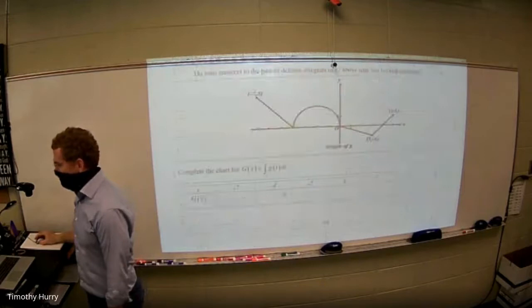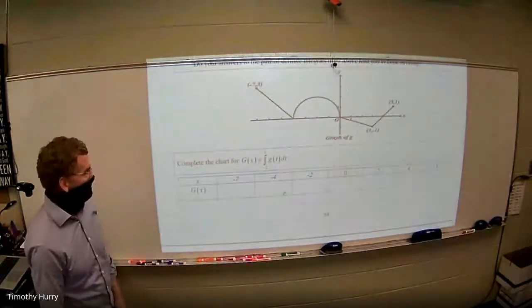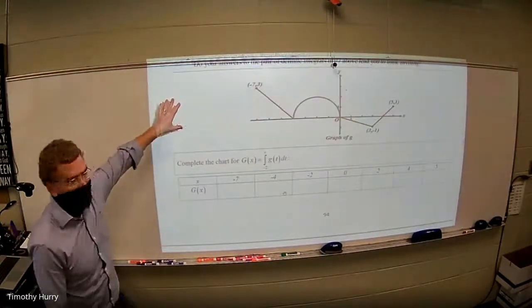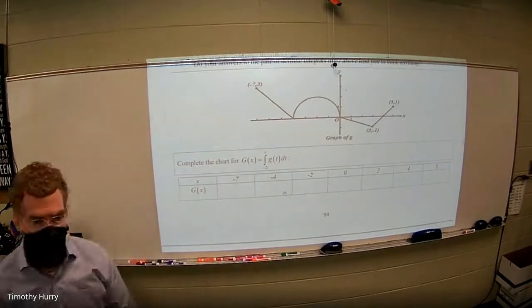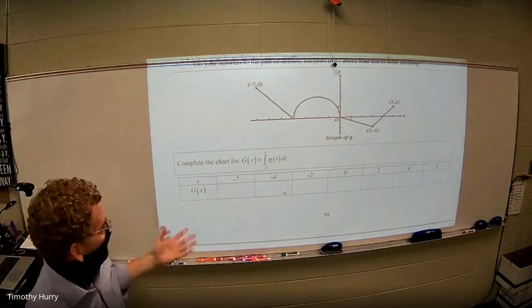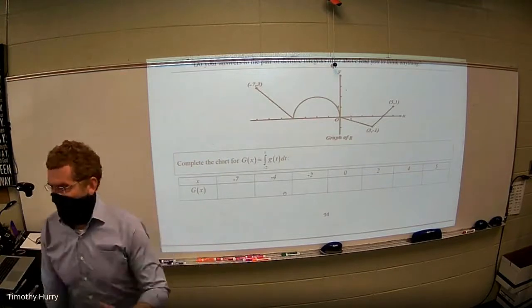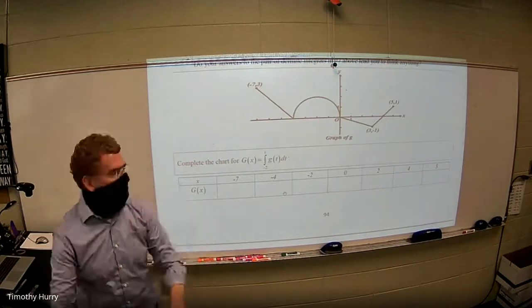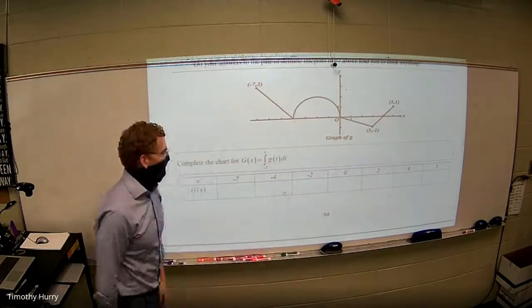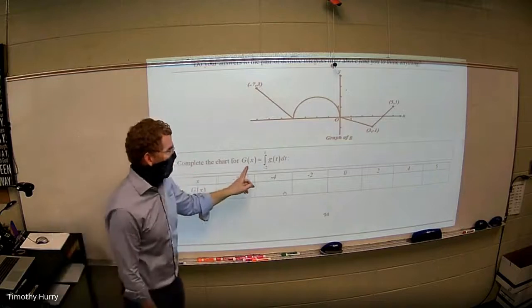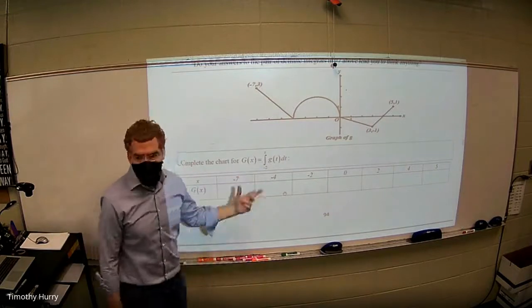All right, check this one out. Here's a very AP looking question. They would usually preface this question and say something like, the figure below is created by 3 line segments and a semicircle. So you would have confirmation that that is a semicircle and then segment, segment, segment. And they say complete the chart for big G. Now they like saying this.